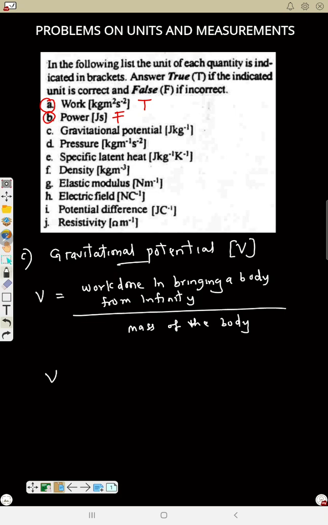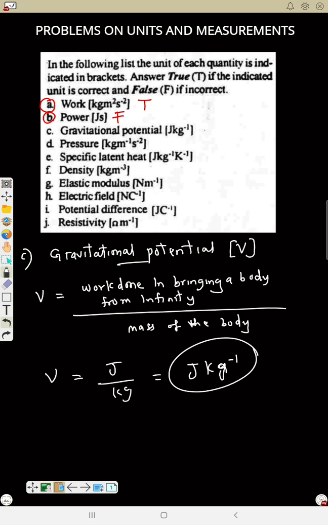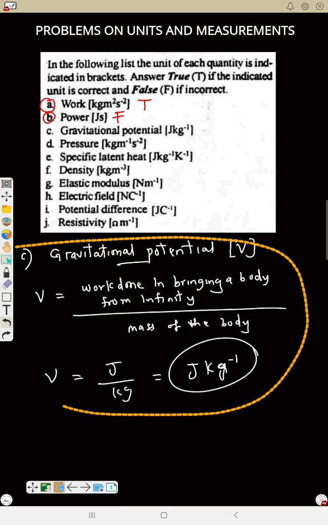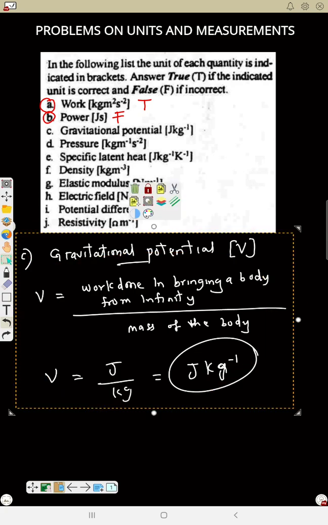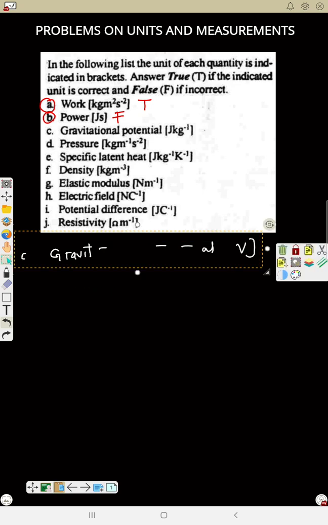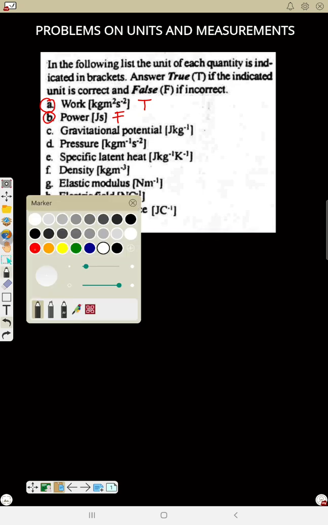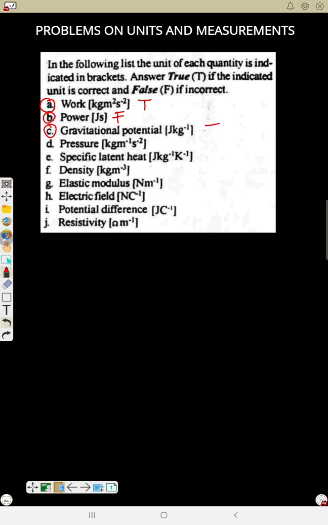So for gravitational potential, the unit of work done is joule, over the unit of mass, kilogram. So I can write this as joule per kilogram. So the statement for the C part is correct. That is true. Joule per kilogram, so it's true. The C part is true.